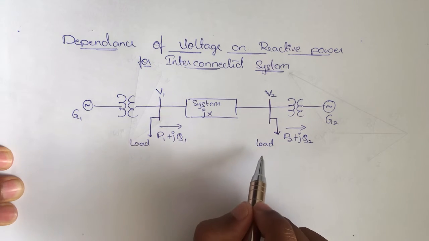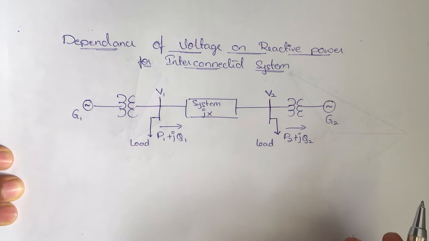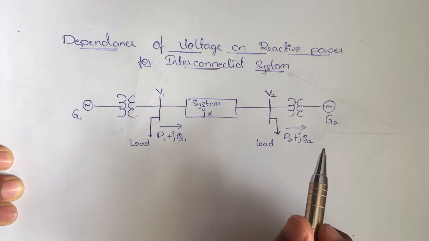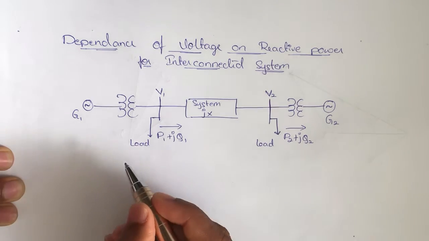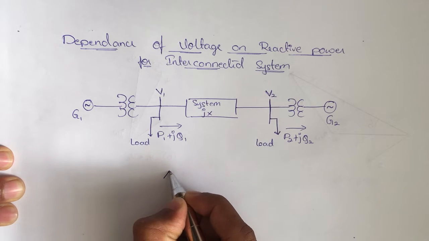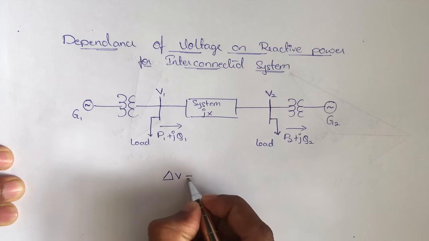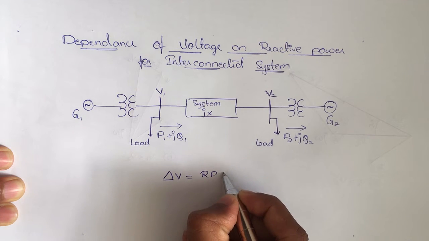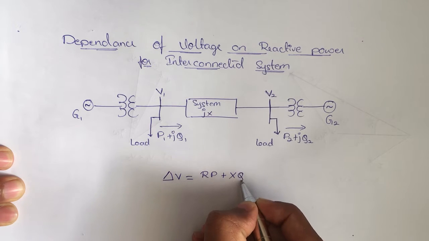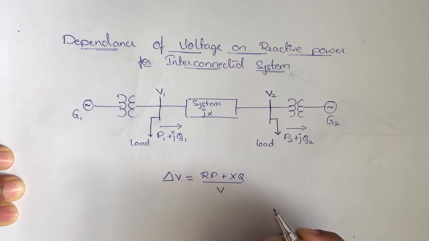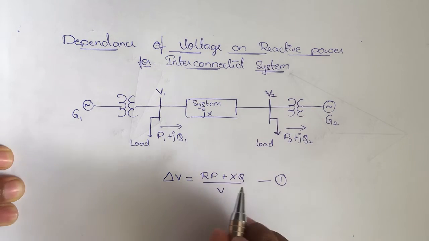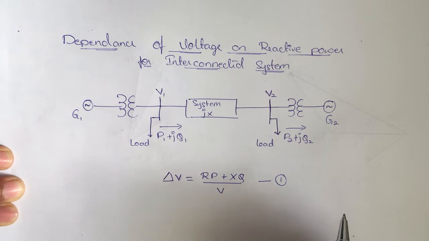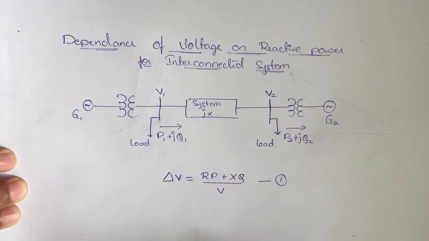For this system, the scalar voltage difference between the two nodes can be written as delta V is equal to (RP plus XQ) divided by V, marking it as equation number 1.